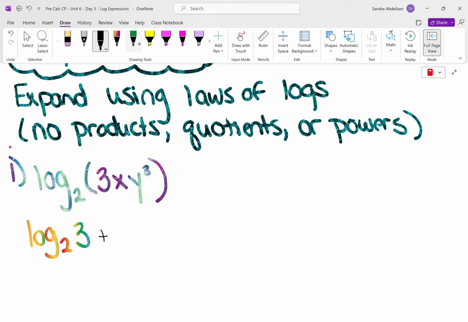I hate all these different colors. Me too. Ooh, no, that was ugly.